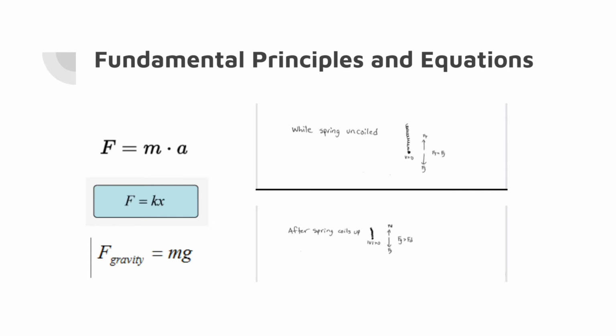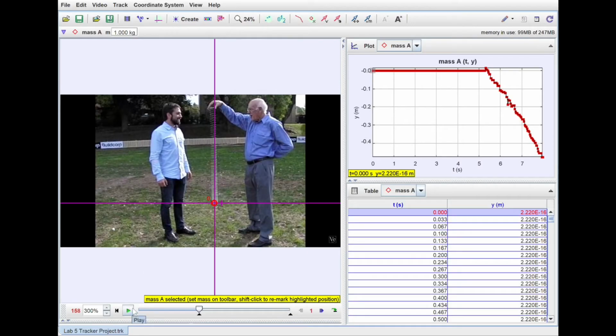To the right, you can see a short model of the forces acting on the spring. While it's uncoiled, you have tension and gravity, and the velocity is 0. After the spring coils up, the magnitude of the velocity is greater than 0, and you have drag and gravity. Here you can see the Tracker model simulating the motion of the bottom of the slinky.